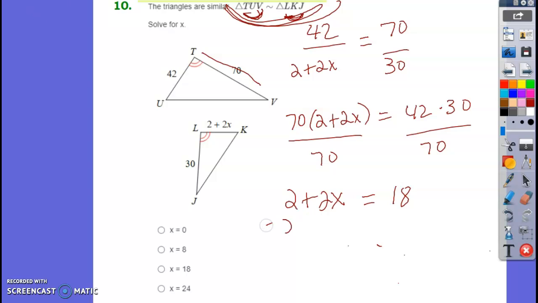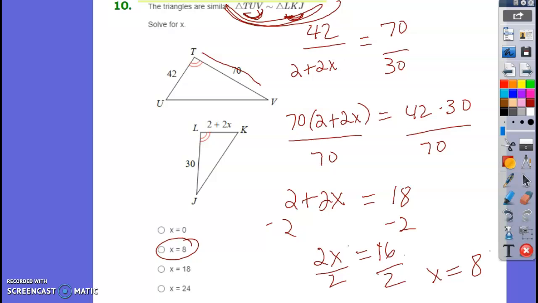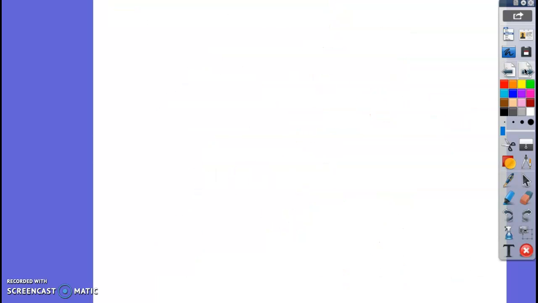So then I subtract. Now we're solving this equation. 2x equals 18 minus 2 is 16. Divide both sides by 2, and I am getting x equals 8. And there you go. I think that is it. All right, peace out.